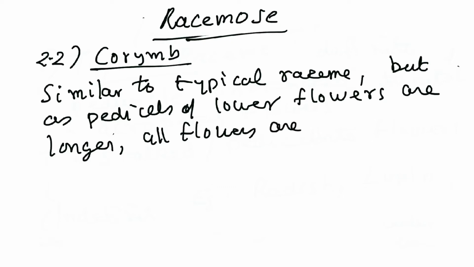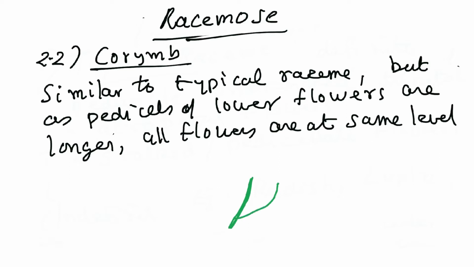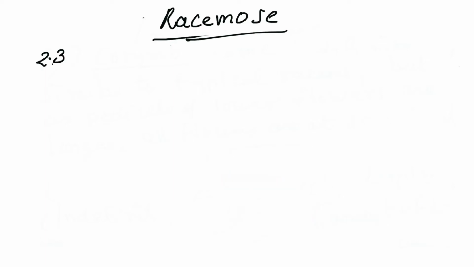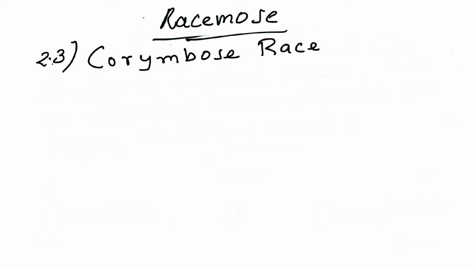So the interesting thing is that instead of only the younger flowers at the apex, here both the older flowers as well as the younger flowers are sharing the same height. That's a key point which differentiates corymb from typical raceme, and a notable example is candytuft. Going on to the third case in the subdivisions under simple racemose, we are looking at a kind of variation of the corymb, that is corymbose raceme.